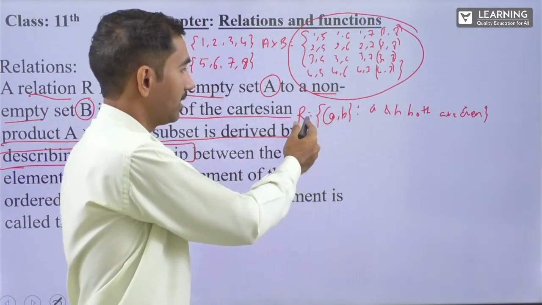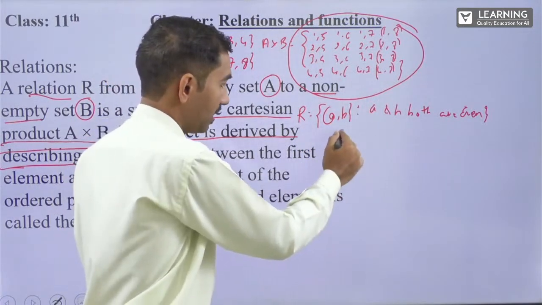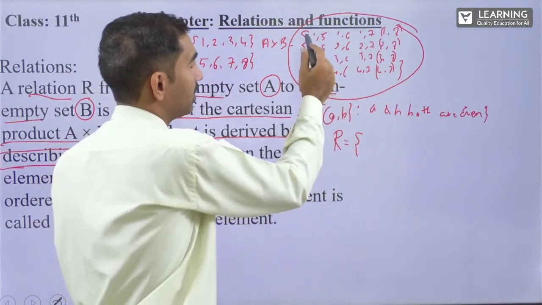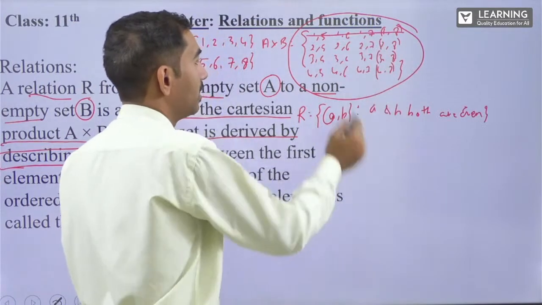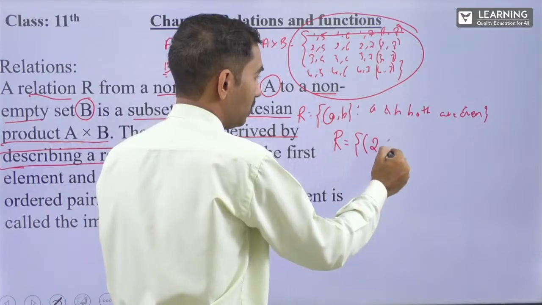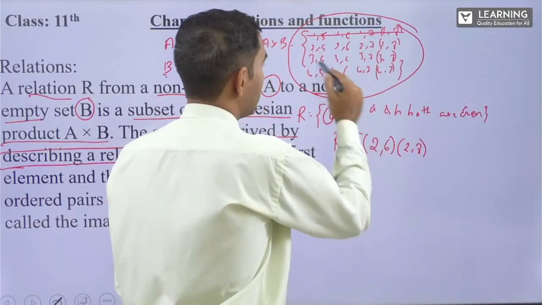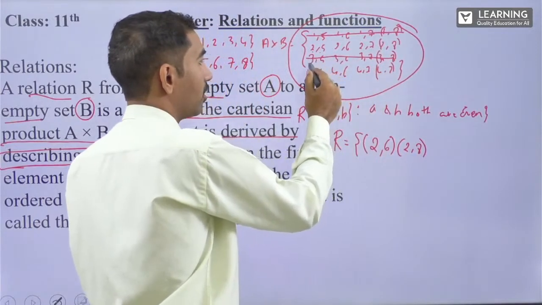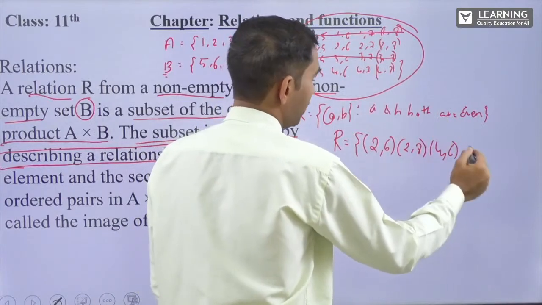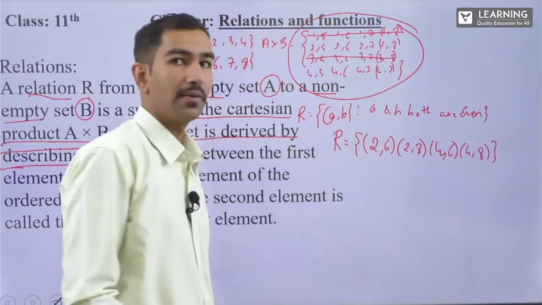So the relation is (a, b) such that a and b both are even. What can we write, students? This line is gone because 1 is an odd number. 2, 5 is not even. 2, 6 is even, so let us write 2, 6. Next we have 2, 8. This line is gone again because 3 is odd. Next we have 4, 6 and 4, 8. So this is our relation.